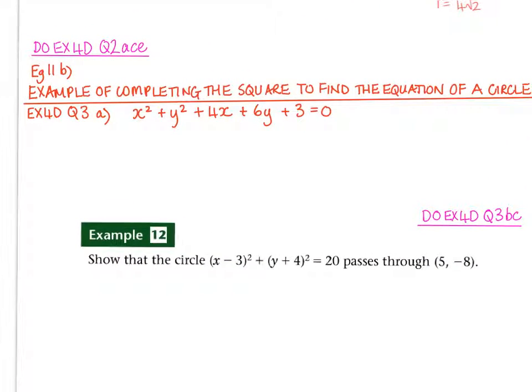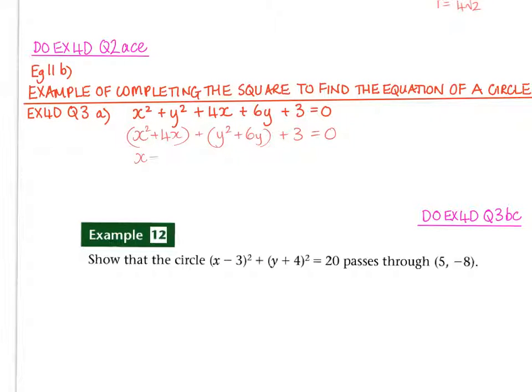Right, what we need to do is a skill from C1, and that skill being completing the square. So we've got an example here, and it's not in the standard form of x minus a all squared, y minus b all squared, etc. So what we've got to do is gather the x's together, gather the y's together, and then that's plus 3 is equal to 0. And then we apply complete the square on the x bracket and then the y bracket, and we should get it in the standard form.